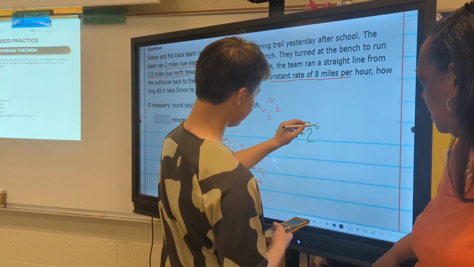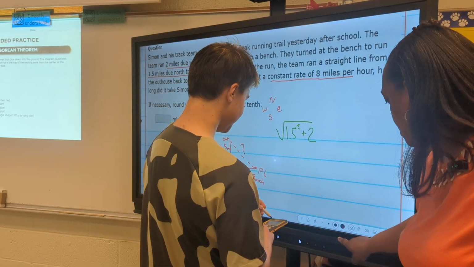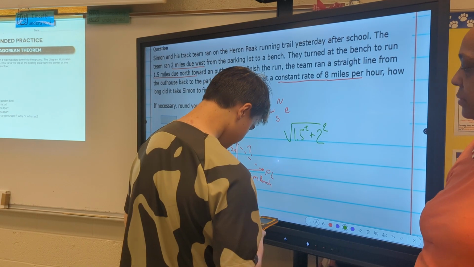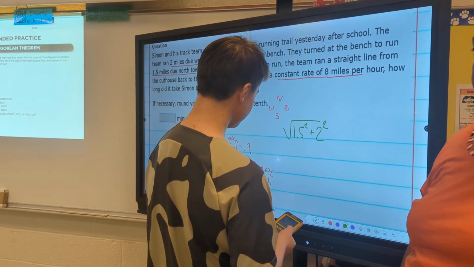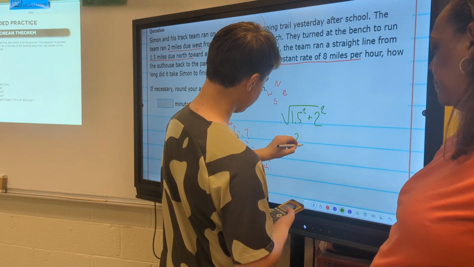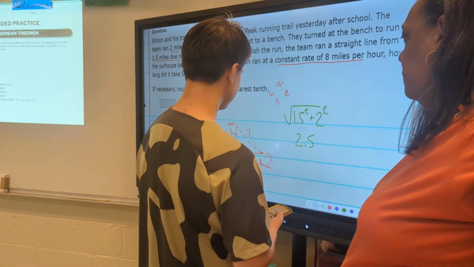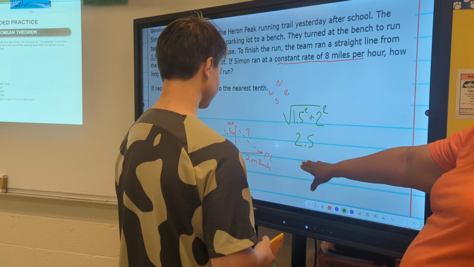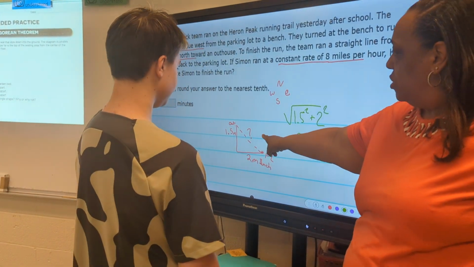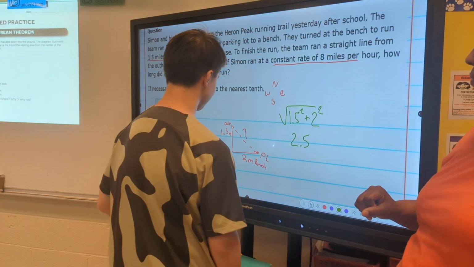Okay, let's erase that. That's better, yeah. It's always to the second power when you're doing it. Okay, so he found that the hypotenuse is 2.5 miles. So you need to put your 2.5 there.